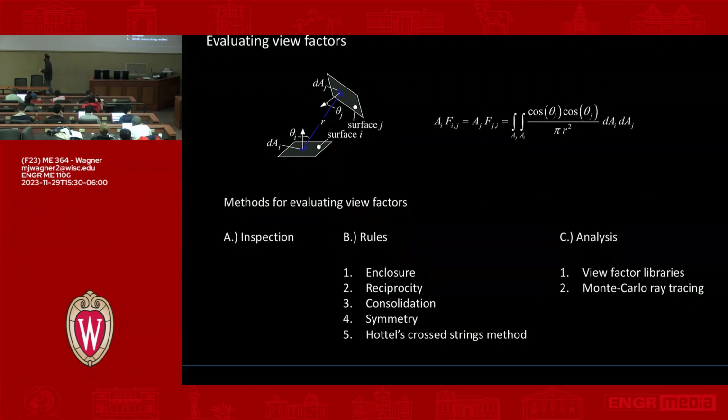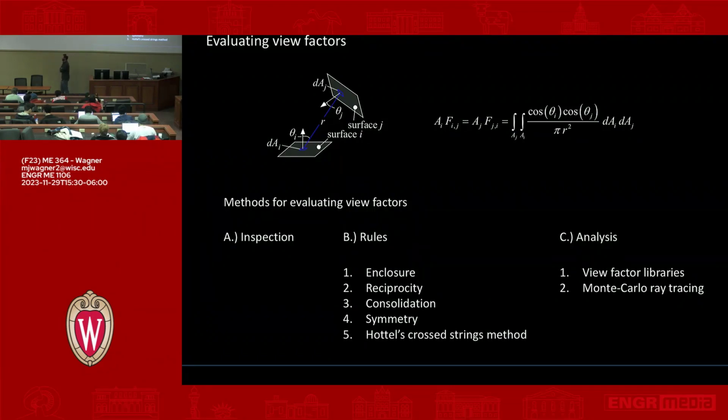This is my own categorization of things. I would say there are three general ways to evaluate view factors. One is inspection. You look at the situation, and it is obvious to you what the view factor is, and we'll give examples of that. The second category is something we'll call rules. This is a set of heuristics or procedures, general truths about view factors that you can apply, so that if you computed one, you can compute another, and vice versa. We'll go through enclosure, reciprocity, consolidation, symmetry, and then Hottel's crossed strings method.